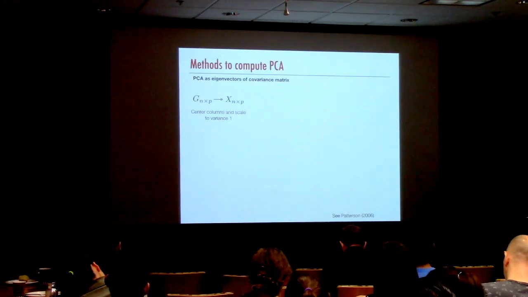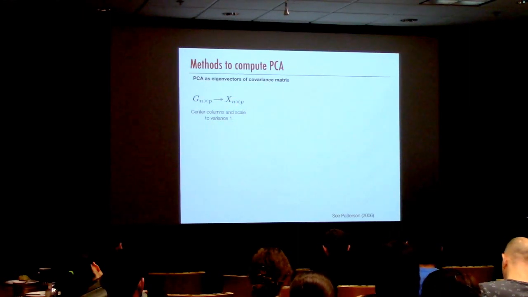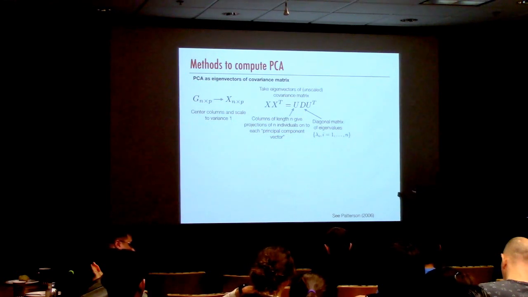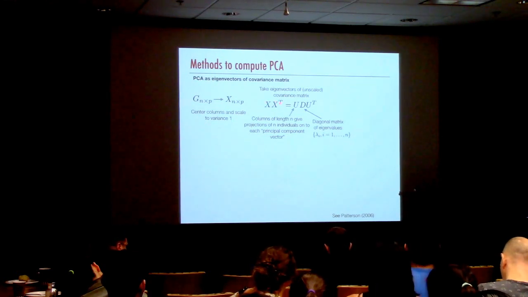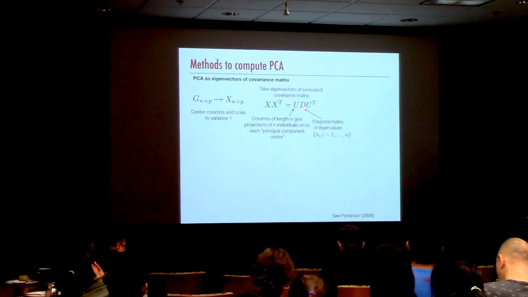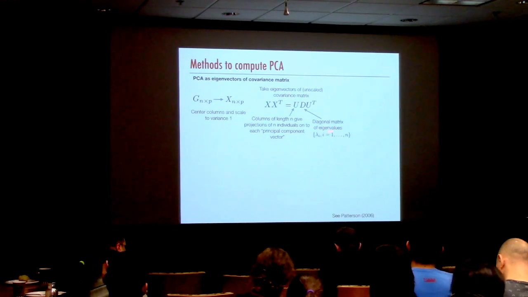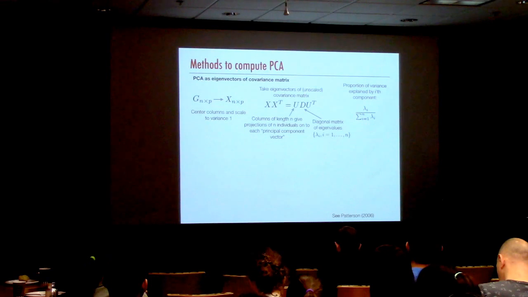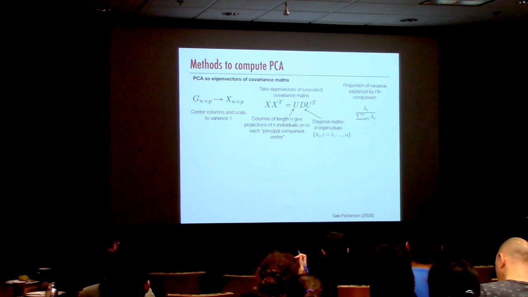Now, how this is done in practice is to take the original matrix, center the columns, and scale the variance to 1. Then take this outer products matrix, which is a covariance matrix, and diagonalize it. The columns of this will give you the principal components, the projections of those individuals onto the principal component vectors. This will be a diagonal matrix with eigenvalues that tell you the proportion of variance explained by each of those principal component vectors.